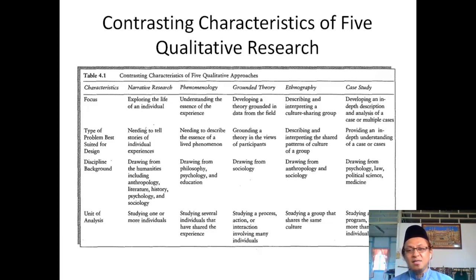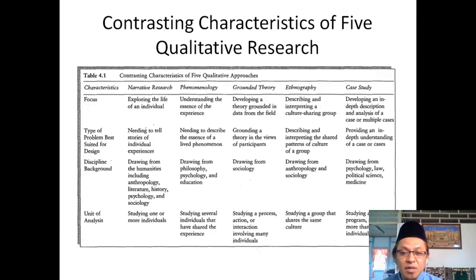Ethnography. It originates from the word ethnic. So describing and interpreting a culture-sharing group. Okay, so a group of people, a group of people that shares similar culture. Okay, example.